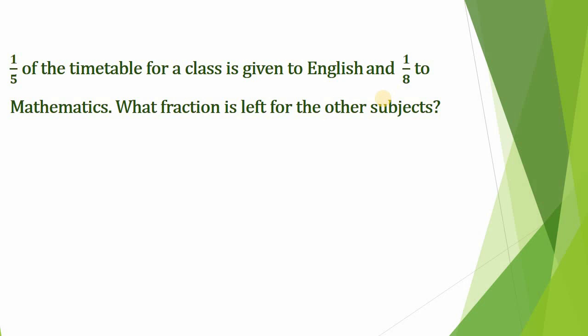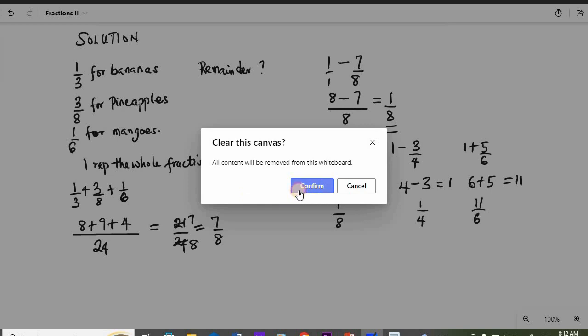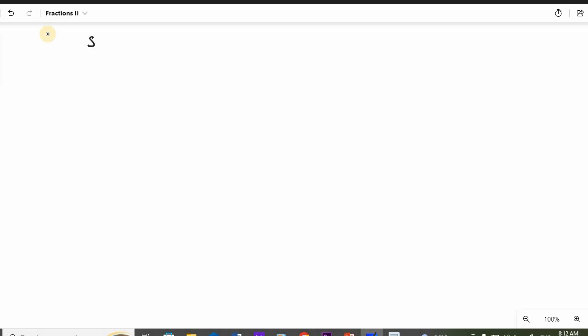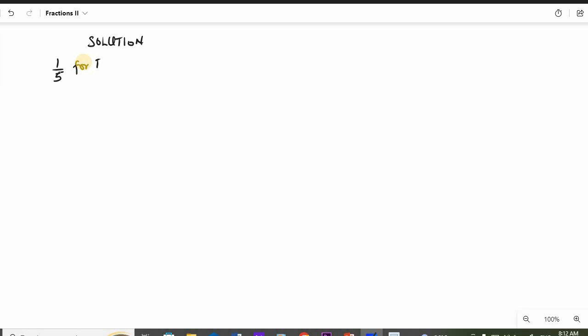Okay, so this question says 1 over 5 of the timetable for a class is given to English and 1 over 8 is given to mathematics. What fraction is left for other subjects? Okay, so this is similar to the question we just solved. So I'm just going to clear the whiteboard here to make space for the next question. Okay, so I'm just going to write solution. Now we have that 1 over 5 is given to English and 1 over 8 for mathematics.